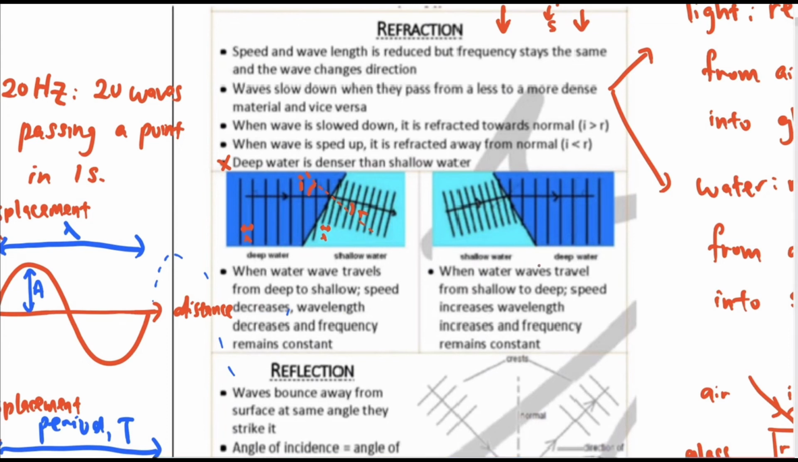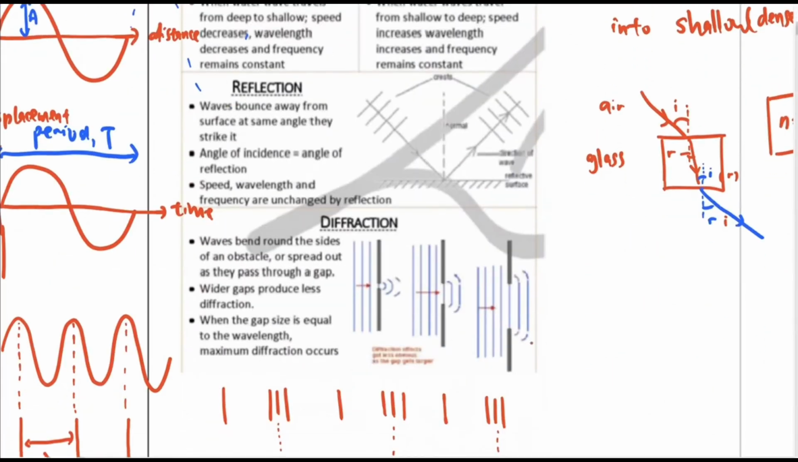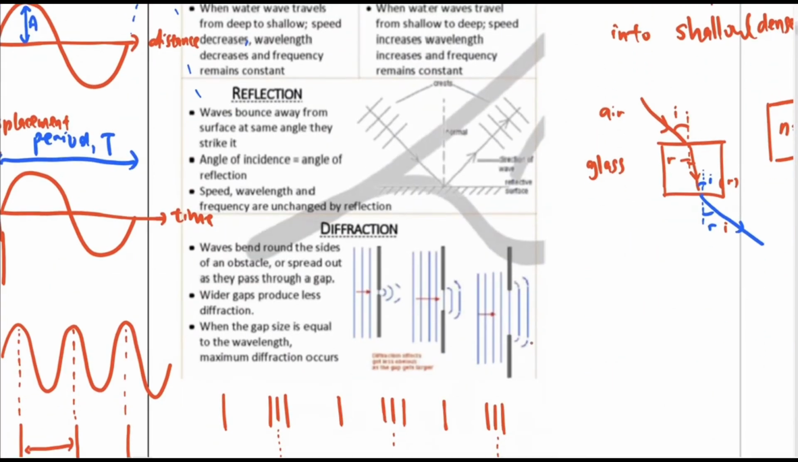When a water wave travels from shallow to deep, speed increases, wavelength increases, and frequency remains constant. So this is just the other way around. So we settle this part already. Refraction, settled. Okay. Now let us look at the next one, reflection.